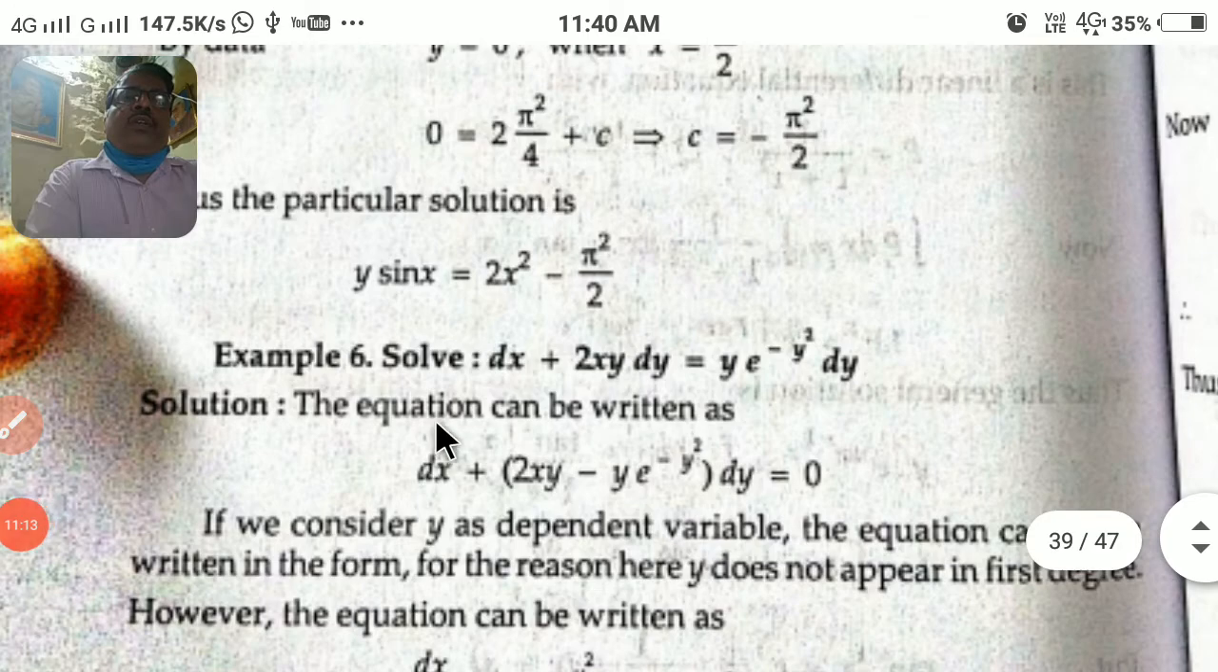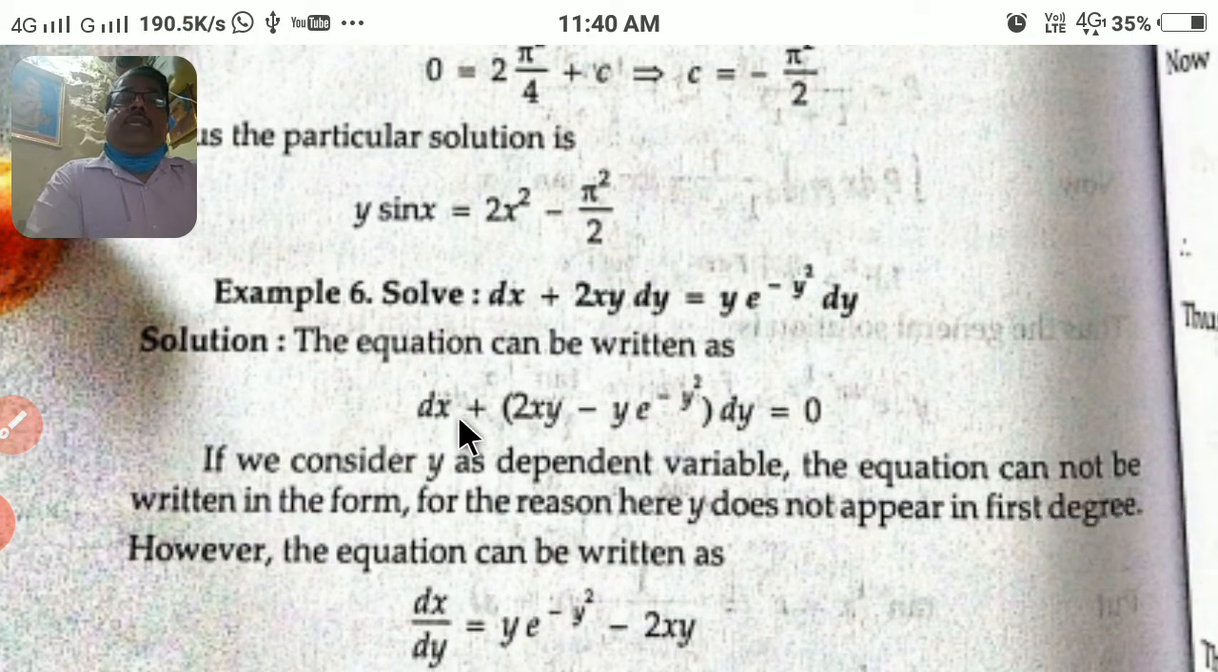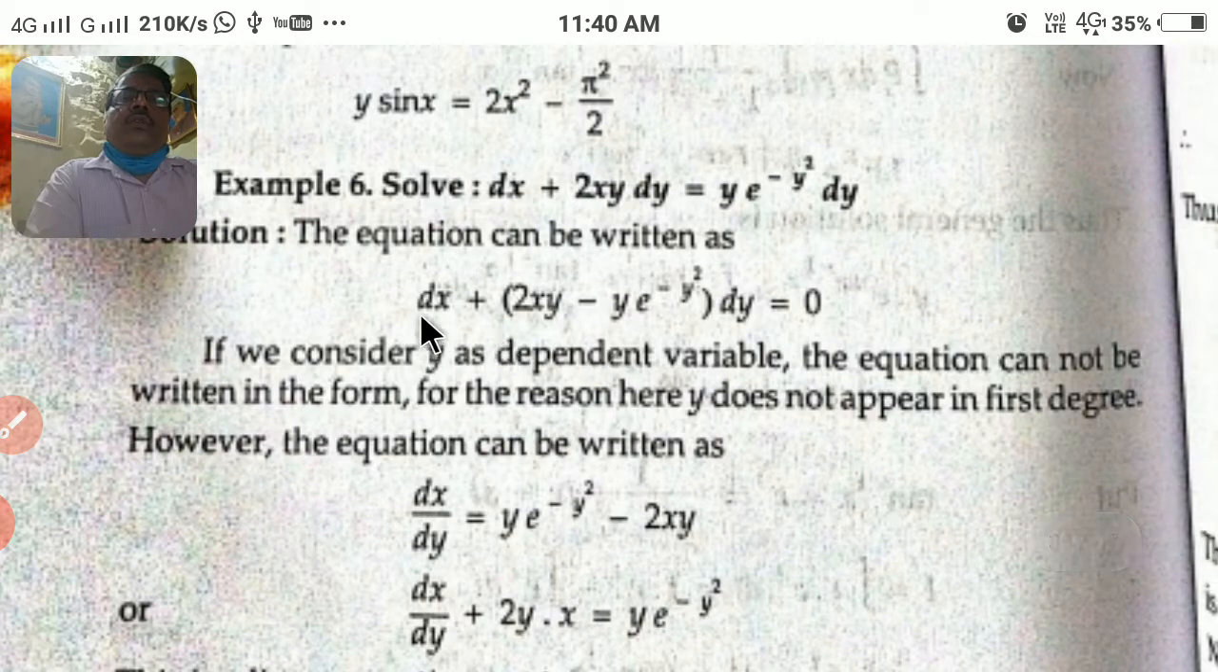Similarly, we have to solve dx plus 2xy dy is equal to y into e raised to minus y square dy. Again, the equation is not in standard form, so we bring the given equation into standard form. Actually the standard form is dy by dx plus py is equal to q.